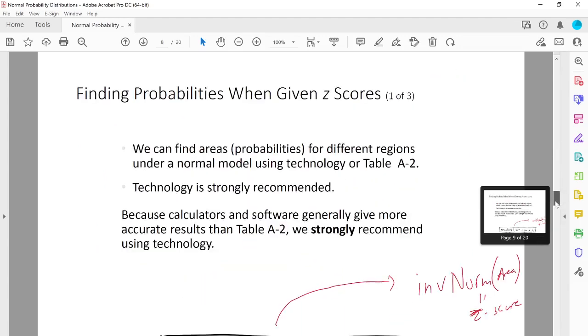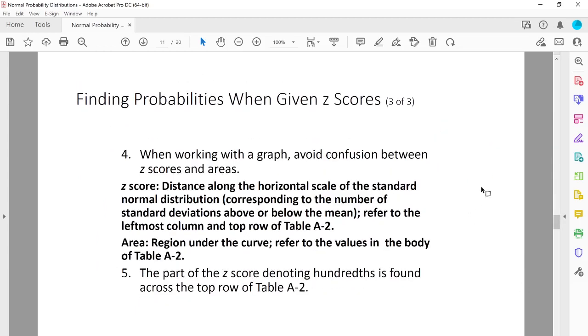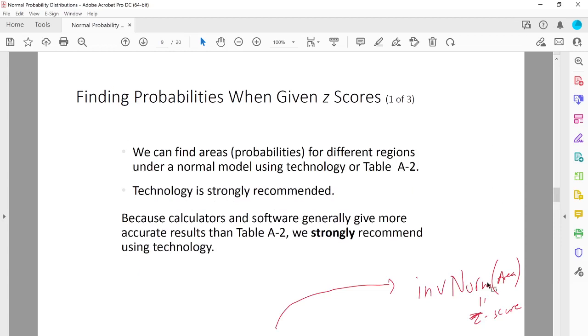to my notes here, I said there are different ways to find area using the z-score. One way is the table, the A2 table. If the table is not available, then you can also use technology. There are two functions we can use in this section. One is the normal cumulative distribution function, which gives you the area under the curve. The other takes the area and gives you the z-score, which is the inverse of that normal function.